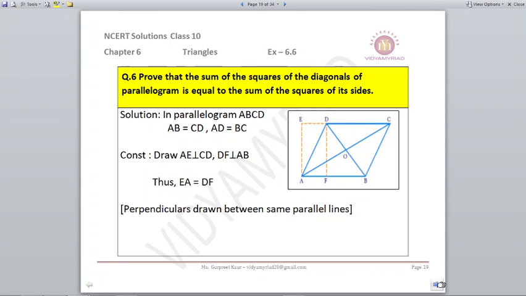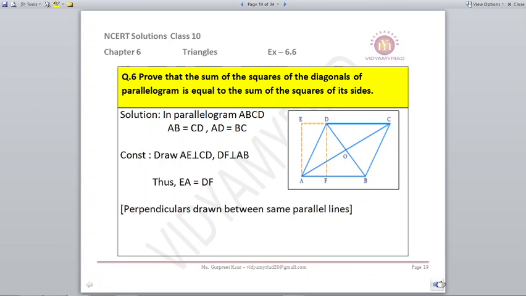Question number 6. Prove that the sum of the squares of the diagonals of a parallelogram is equal to the sum of the squares of its sides. Now here we are doing a construction such that AE is perpendicular to CD, and we have drawn DF perpendicular to AB. So when we do this, EA will be equal to DF, since both are perpendicular and between the same parallel lines, and ABCD is taken as our parallelogram, and AB is equal to CD and AD will be equal to BC. Opposite sides will be equal.